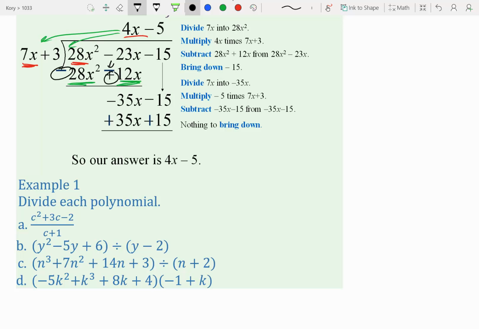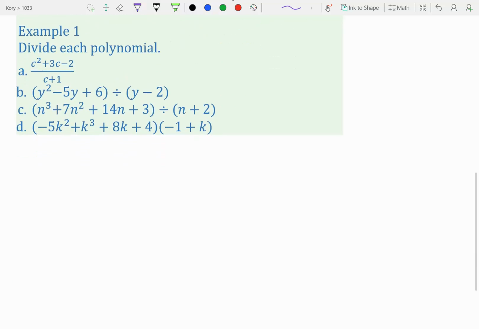And then you repeat the steps again. So how can we make 7x be negative 35x? Well, if we multiply by negative 5, we can get negative 35x. And then you just repeat the steps over and over again until you cannot do it anymore.